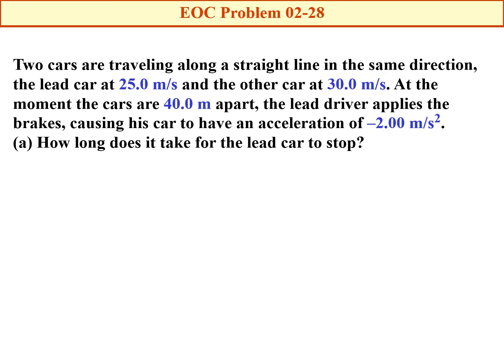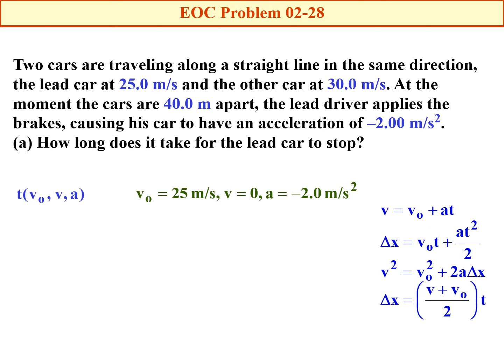All right, so we're trying to find the time, and we have the initial velocity, the final velocity, and acceleration. So what this means is we're finding time with respect to initial velocity, final velocity, and acceleration. So we list that information that we know. The initial velocity is 25 meters per second for the lead car. It's going to stop, so the final velocity is 0. The acceleration is negative 2 meters per second squared. So we've got our kinematic equations. Knowing that we have the initial velocity, the final velocity, and acceleration, we're looking for time. Then we're going to use this first equation right here.